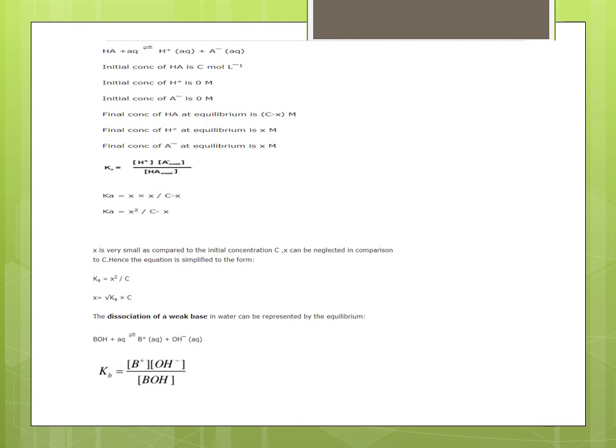The dissociation of a weak base in water can be represented by the equilibrium BOH. BOH means it is a base. When dissolved in water, it gives B positive and OH negative. So Kb is equal to the molar concentration of B positive, the molar concentration of OH negative divided by the total molar concentration of BOH.